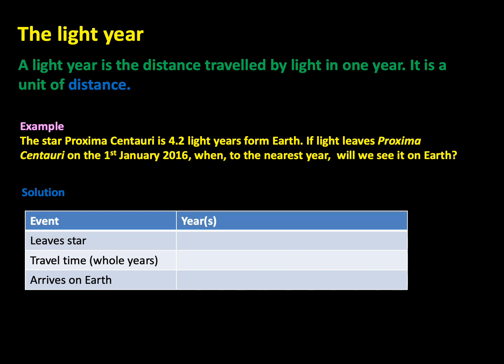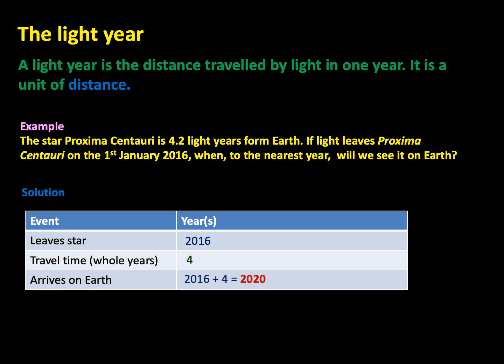Here's the best way of setting this out. We've got 3 key points in our solution: when the light leaves the star, how long it takes, and when it arrives on Earth. So set up a little grid like that. You don't need to draw the lines, but just put the headings. It leaves in 2016. We're told that in the question. What's its travel time? Well, it's 4.2 light years, but in our problems we're just going to round up to the nearest whole year, so we'll call it 4 years.